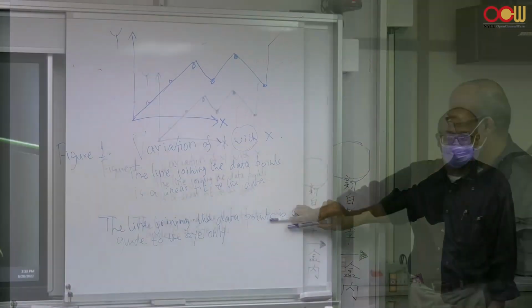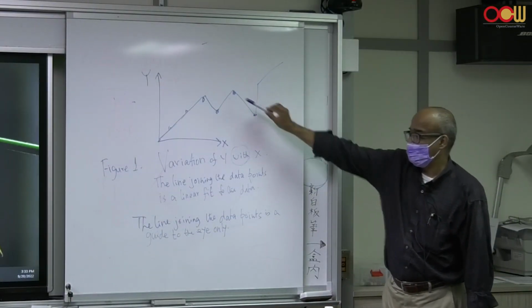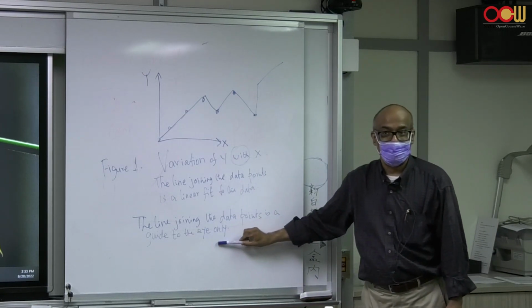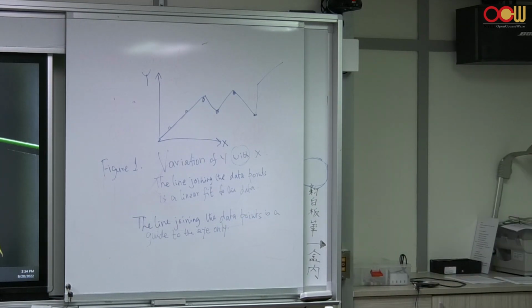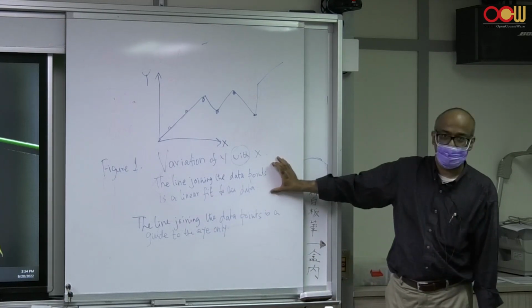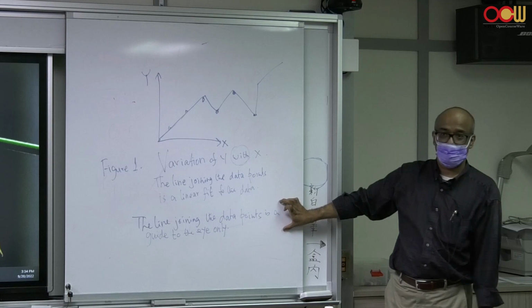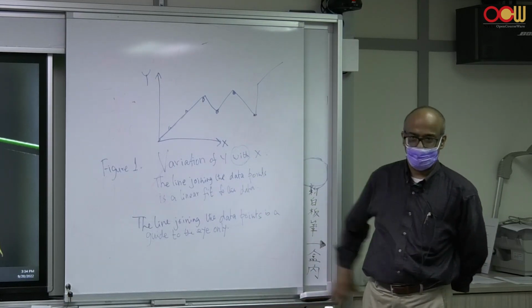So this is the sentence you have to use. So this is a variation of y with x. The line joining the data points is a guide to the eye only. All words need to be written, no change. So if it's a linear fit, log fit, exponential fit, use this one. If it is not, if you are just joining them like this, it is this one. If you have certain examples of this in mind, you can ask me, right?